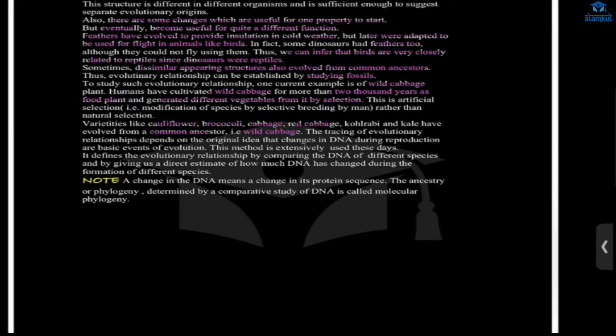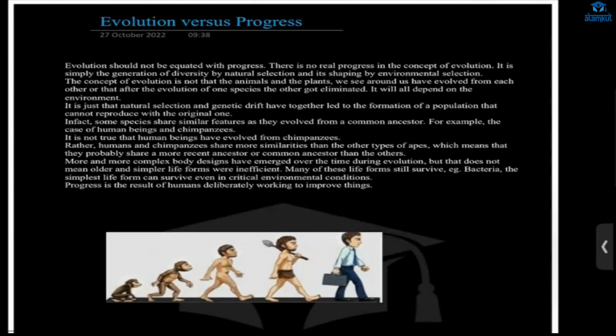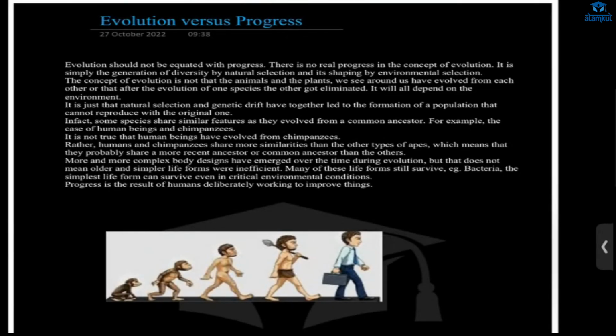This tracing of evolutionary relationships depends on what? That original idea that changes in DNA during reproduction are basic events of evolution. So DNA is compared.